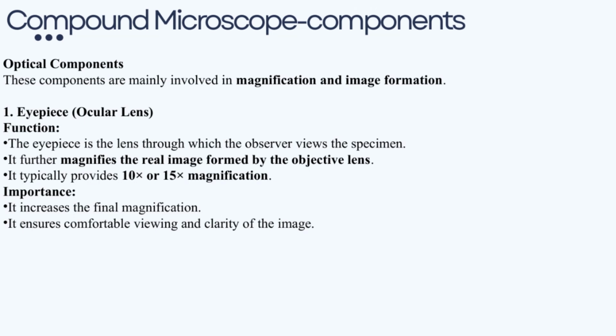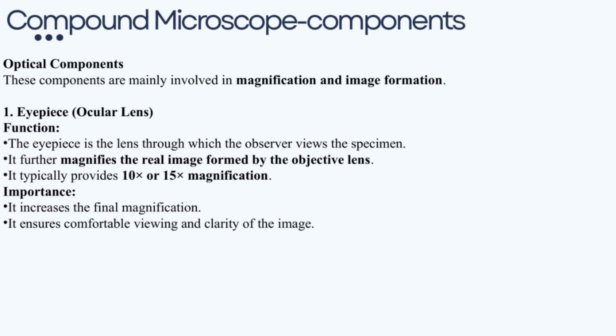eyepiece, or ocular lens. This is the part through which you, the observer, actually view the specimen. Its main role is to further magnify the image that has already been formed by the objective lens, giving you a clearer and more detailed view. Typically, the eyepiece provides a magnification of about 10 times or 15 times, which enhances the overall magnification power of the microscope. The importance of the eyepiece can't be overstated.